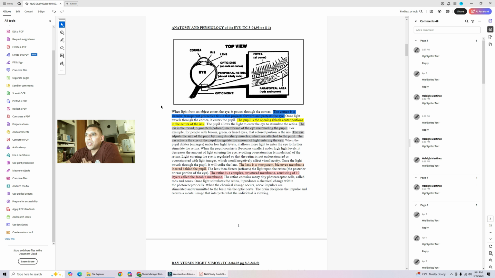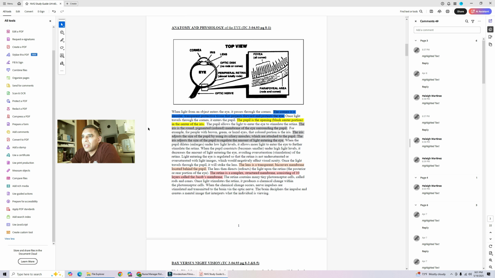When light from an object enters the eye, it passes through the cornea. The cornea is a circular, transparent protective tissue that projects forward and protects the eye. Once light travels through the cornea, it enters a pupil. The pupil is an opening, black center portion in the center of the iris. The pupil allows light to enter the eye to stimulate the retina. The iris is a round, pigmented colored membrane of the eye surrounding the pupil. So if you have green eyes, the iris is the green part.